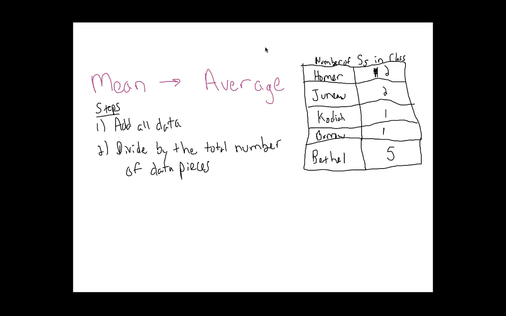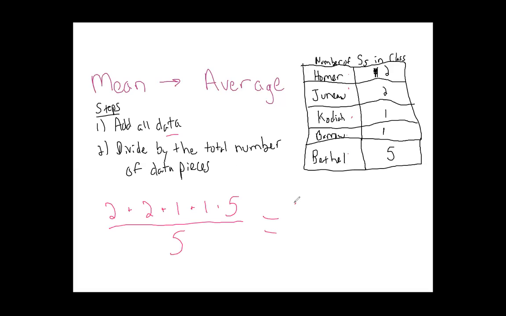So if we're going to find the mean of the students in class today, what are we going to do? We're going to add up all the numbers, all the data. 2 plus 2 plus 1 plus 1 plus our fake 5, right? Divided by how many sites are there? 1, 2, 3, 4, 5. Okay, that'll give us our average number of students today.